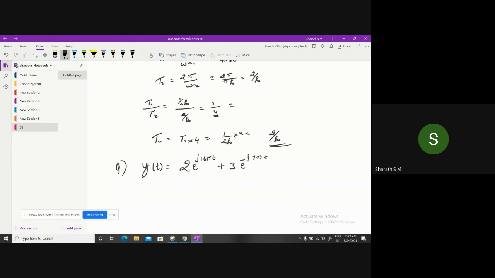Once again, find out T1 and T2. Then write down T1 by T2. If it is a rational number, conclude that it is a periodic signal. So in the first one, T1 by T2 is a rational number, so the given signal is a periodic signal. Conclude the statement in the first column. Solve this one in the same way.